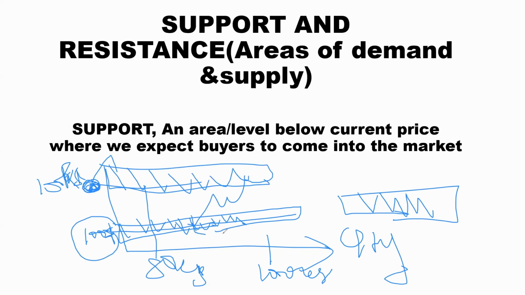Now, demand is this level below, which is support. This is the same as demand, because at support, buyers want to buy cheaply. Here, the product is cheap. But at resistance, it's expensive, and sellers want to sell expensively. I hope I make sense. That's why we call it demand and supply. I hope I've justified that.